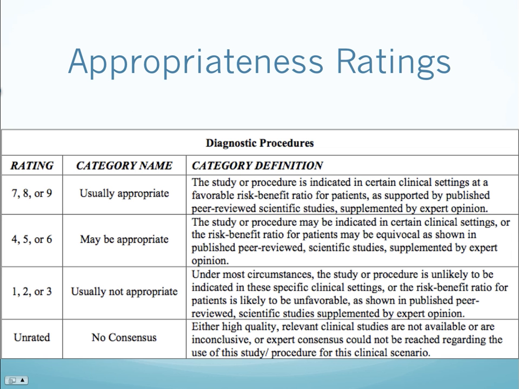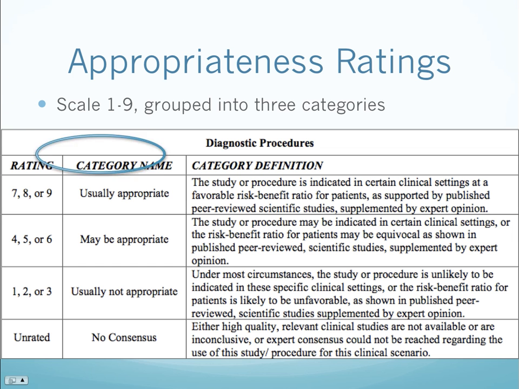Now that we've discussed the expert panels and literature review process, let's look at how they use this data to create the appropriateness ratings. There are up to 3 rounds of ratings on a scale from 1 to 9, grouped into 3 categories as seen here.